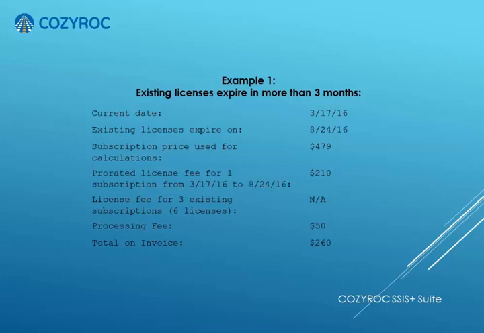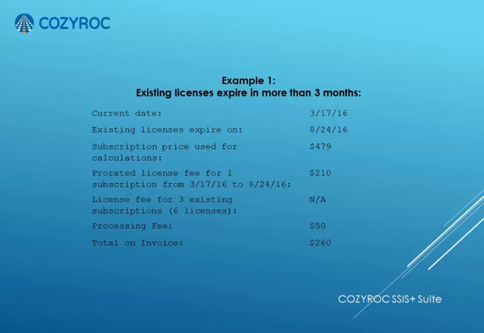For both examples, we'll use the date of March 17th, 2016 as the date that we're ordering a new subscription. I'm using the word subscription when I talk about purchases and renewals, because purchases and renewals are handled on a subscription basis, not per license. As you know, a subscription includes 2 license keys.